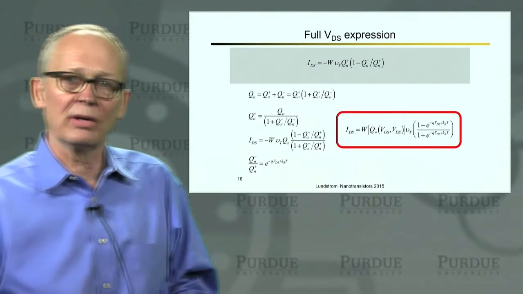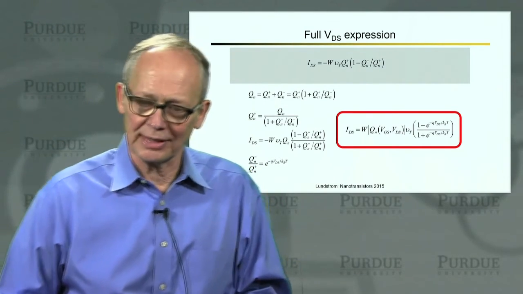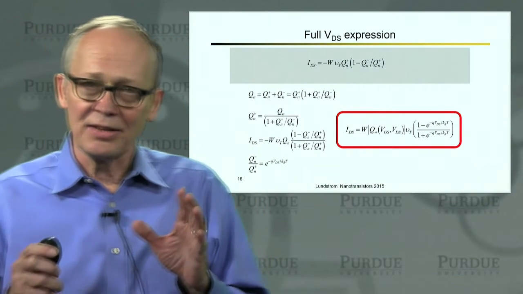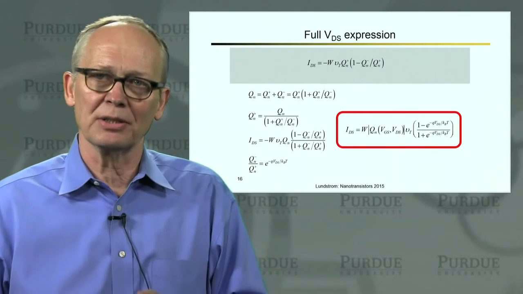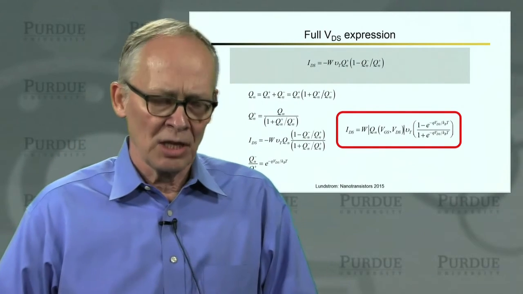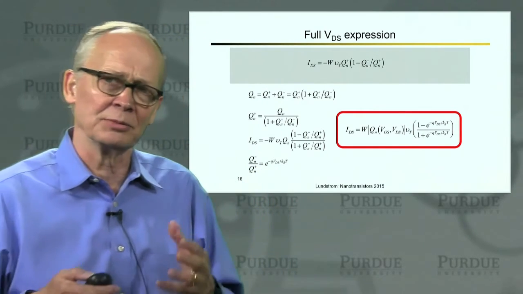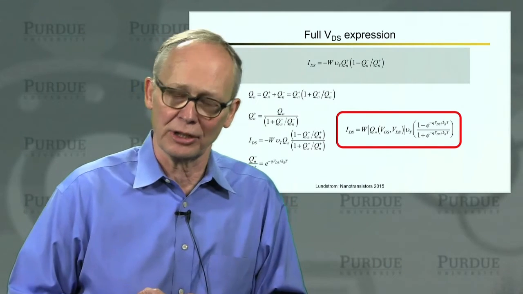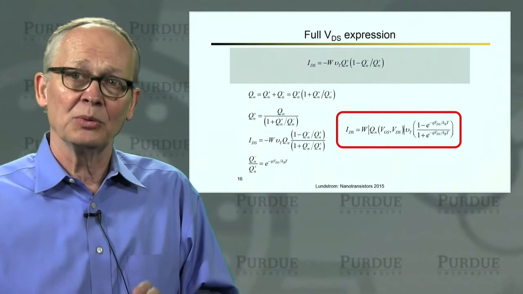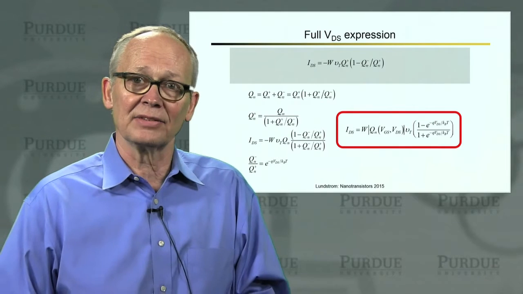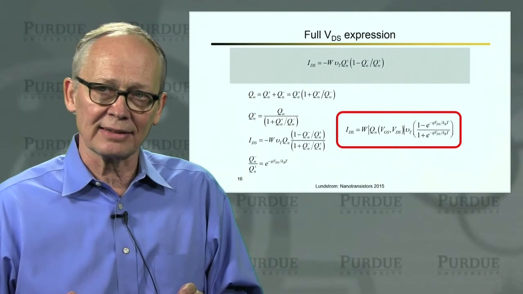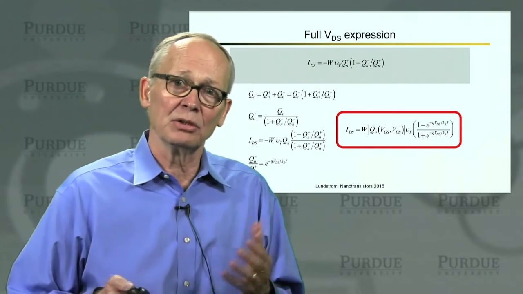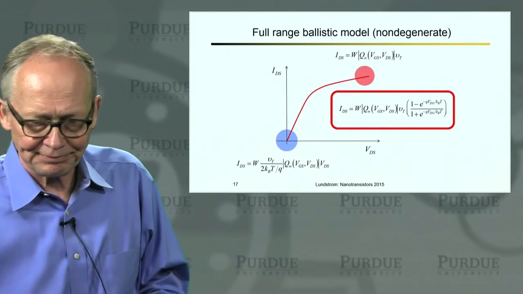Here is our full IV characteristic of the ballistic MOSFET. And this should look familiar to you because this is the same expression that we developed in lecture 1 when we went through the argument in terms of thermionic emission arguments. The difference is we've done it in the context of this Landauer approach, so it will be easy to generalize this later in Unit 4 to include effects such as scattering.